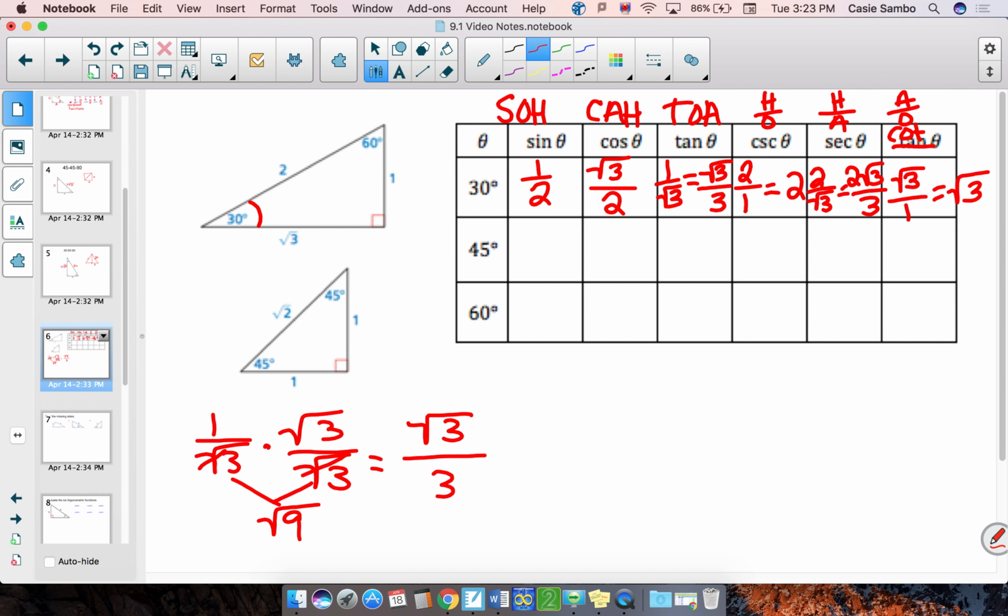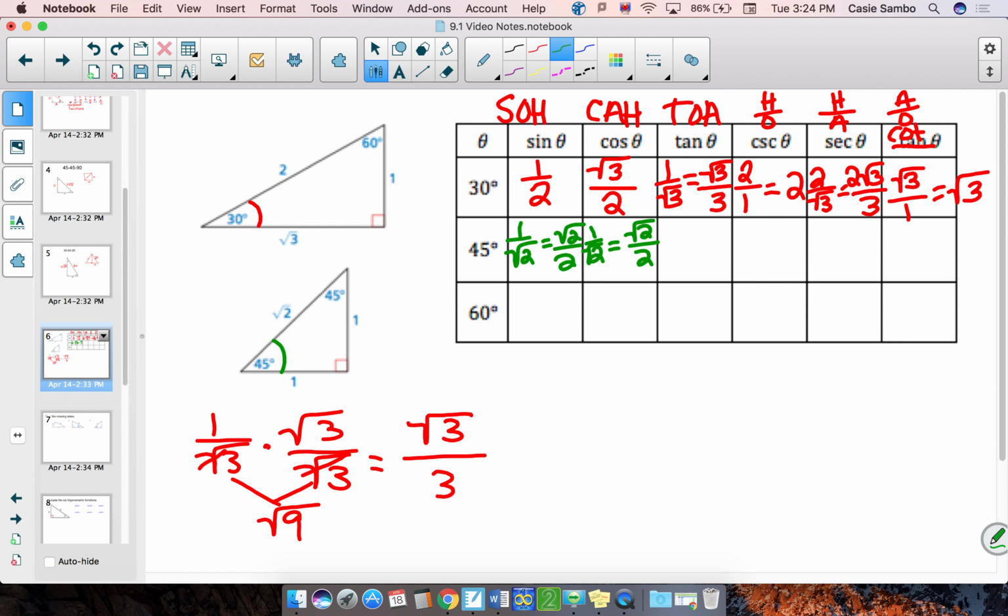We can continue this process with our other angles as well. I'll switch colors. So if we're looking at our 45-degree angle, we could go with either 45-degree angle, it doesn't matter. But our sine is, again, opposite over hypotenuse. We'd have to rationalize it. We get square root of 2 over 2. Our cosine is our adjacent over hypotenuse, which is going to turn out to be the exact same as the sine because it's a 45, 45, 90. So square root of 2 over 2.